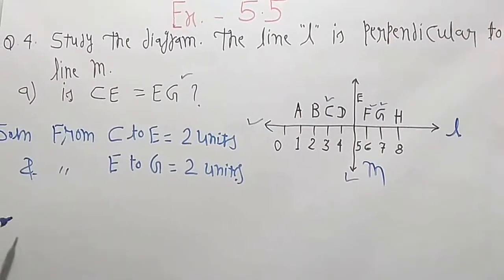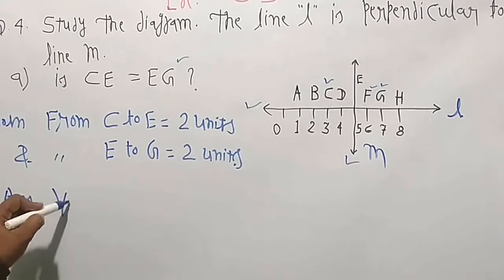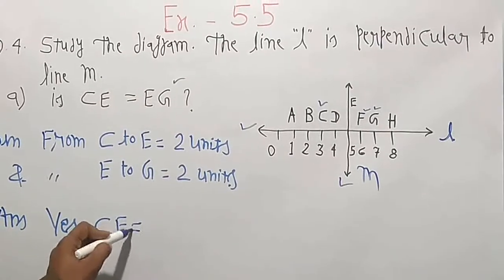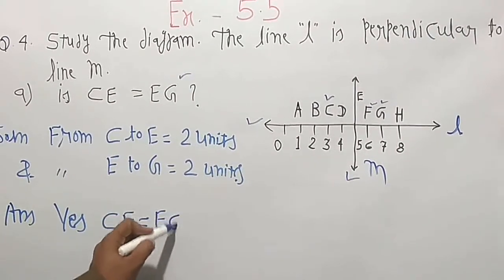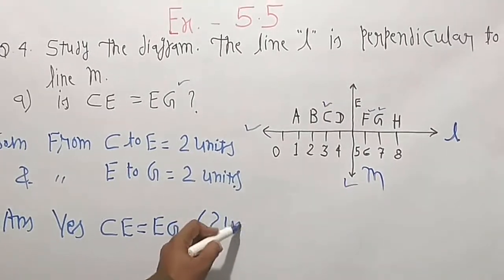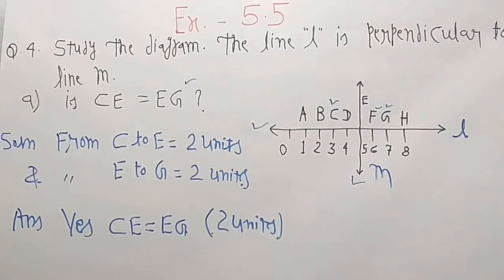So in the answer we can write yes, CE equal to EG. Why? Because there is a difference of two units on both sides of E.